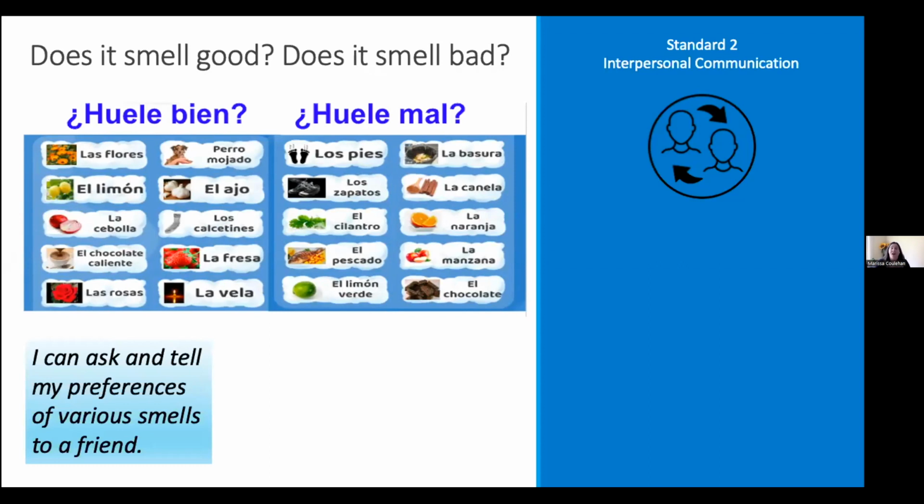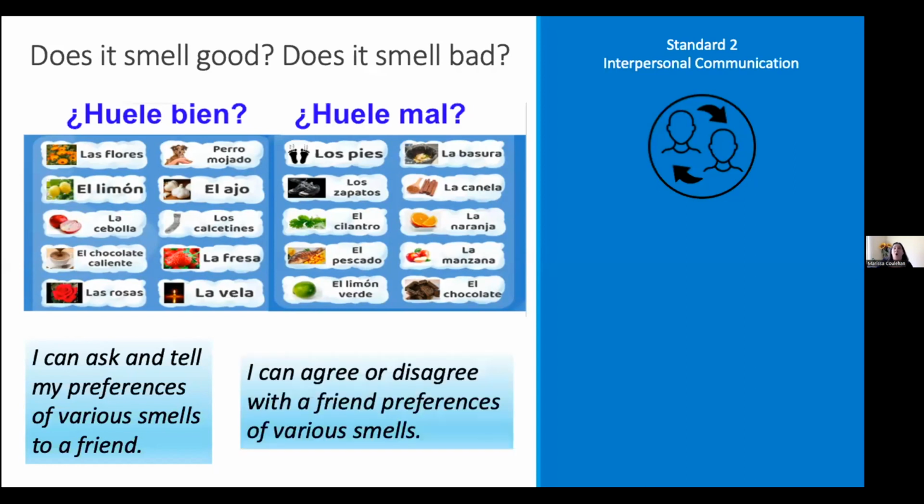You're going to make this a question. So in my previous lesson with the interpretive, I was saying, does this smell good? Yes, this smells good. Smells good, smells bad. Now we're turning it into a question. Does it smell good? Does it smell bad? And then we're going to have them agree or disagree with a friend's preferences of various smells.